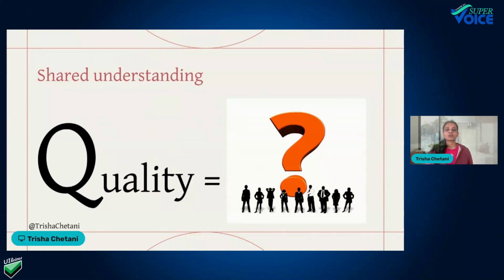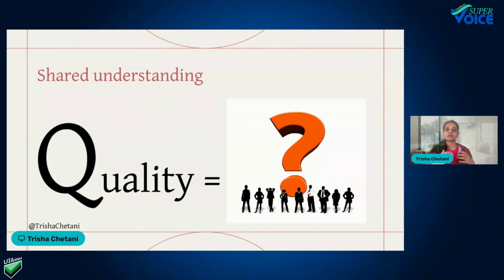For this, I'm going to share how we created a shared understanding. When I joined the team, my manager gave me a task saying that I need to collaborate with the data team, the BI team, the sales team, the marketing team, the C-level team, everyone in the company. And while collaborating with them, I should ask the question: what does quality mean to them? What does testing mean to them? And everybody had different answers.